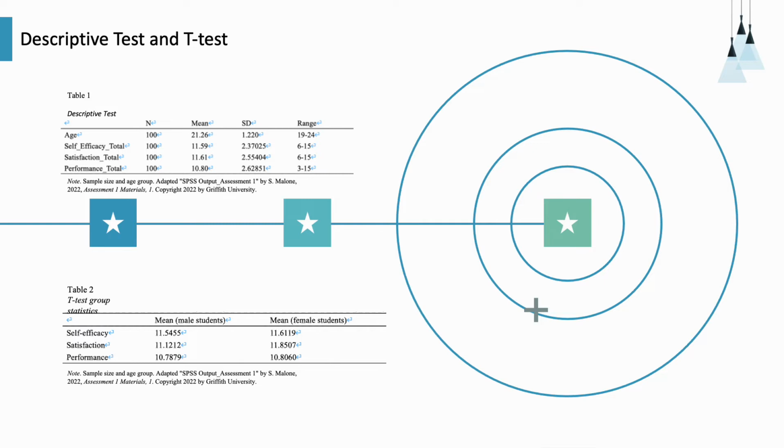The average Likert scale of male students, 11.1212, is smaller than that of female students, 11.8507, in terms of satisfaction. The average Likert scale of male students, 10.7879, is smaller than that of female students, 10.8060, in terms of performance.